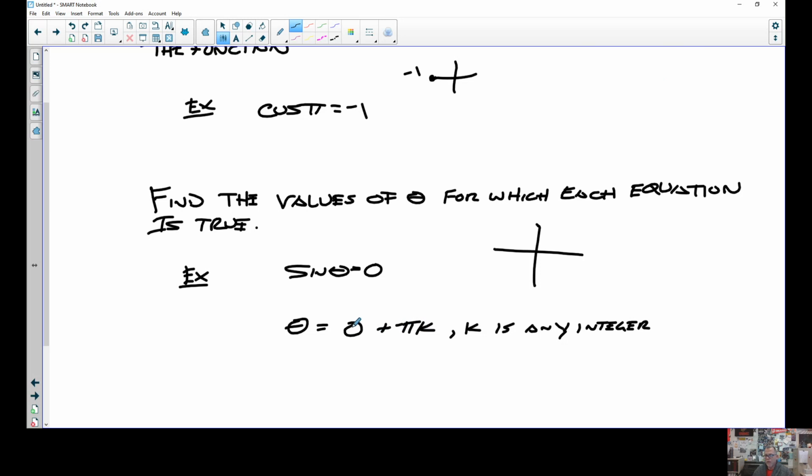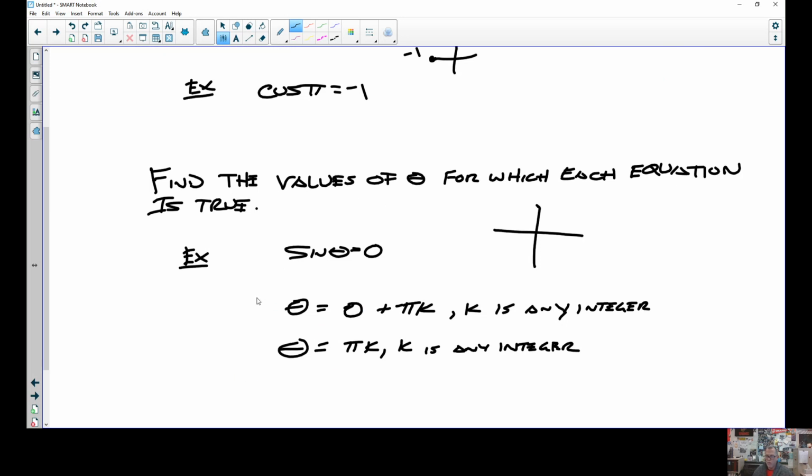Now, this is kind of redundant in the fact that we have 0 here. You could have also answered this just by saying theta equals pi k, k is any integer. Now, again, do not skip the step that says k is any integer. You need to make that clear when you put a variable in a solution like that. All right, so that's one example.